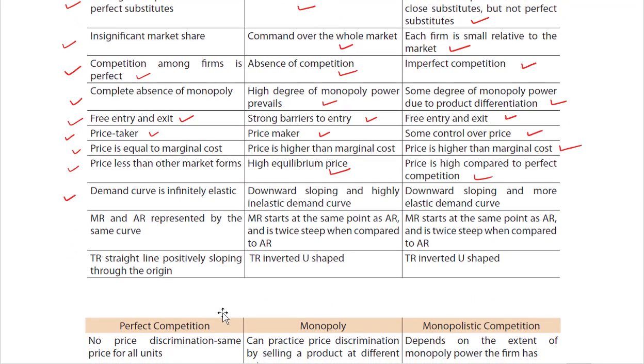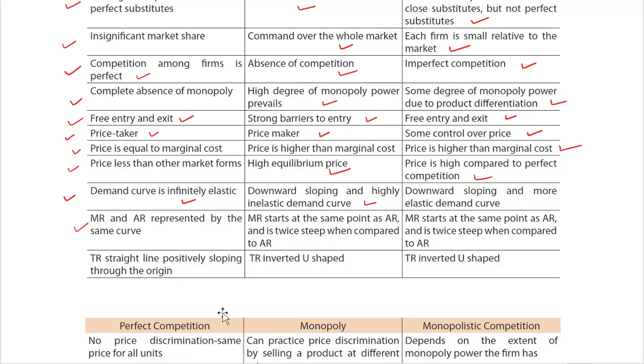Next, in perfect competition, the demand curve is infinitely elastic. In monopoly, the demand curve is downward sloping and highly inelastic. In monopolistic competition, the demand curve is downward sloping and more elastic as compared to monopoly.